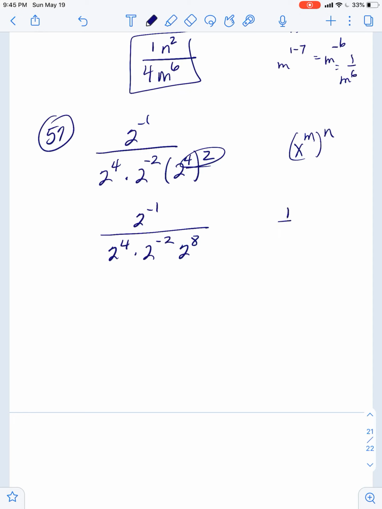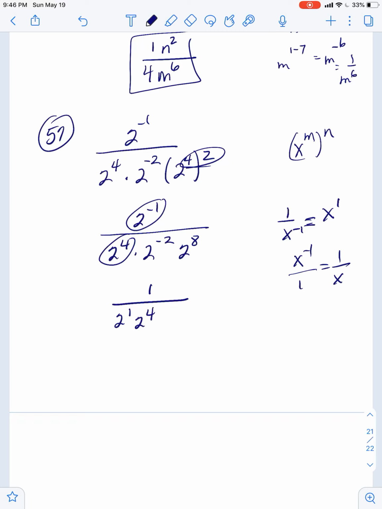Okay, now I'm going to take care of the negative rule. Again, if it is negative in the numerator, it goes to the denominator. If it's negative in the denominator, it goes to the numerator. Okay, so start here. This is negative, so it's going to go down. There's nothing on the top right now, so I'm just going to put a 1 right there. Okay, this is positive, it's going to stay. This one's negative, so it's going to go up. And this one is positive, so it stays.